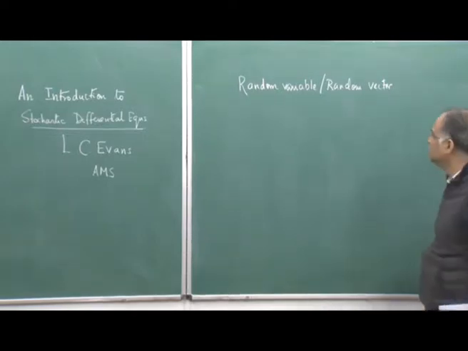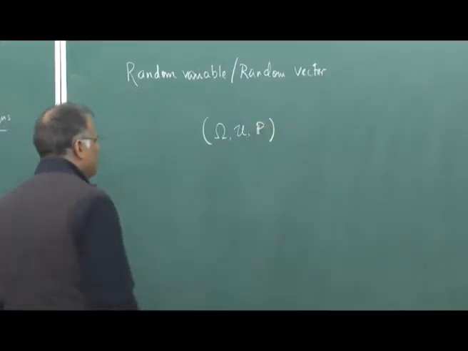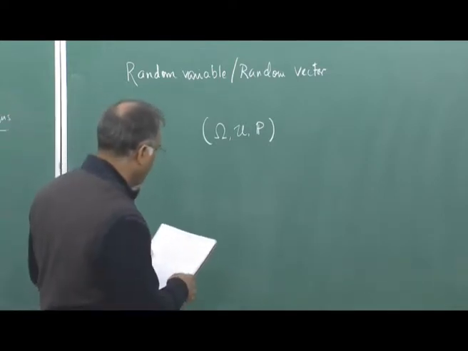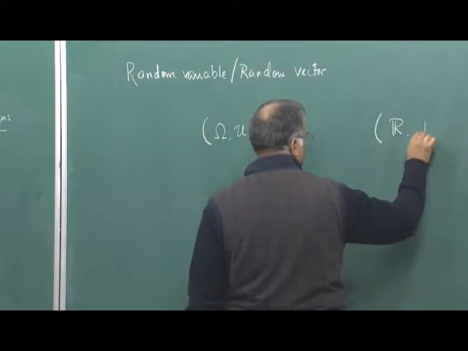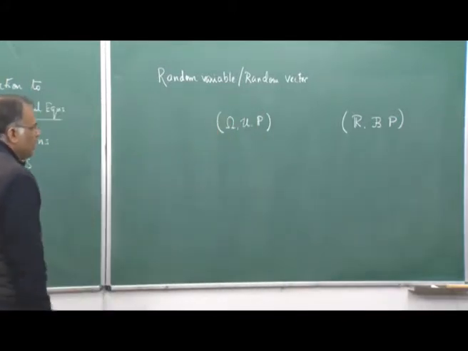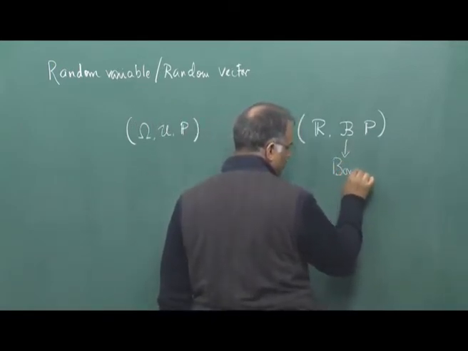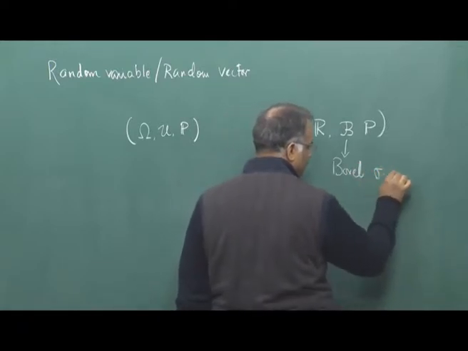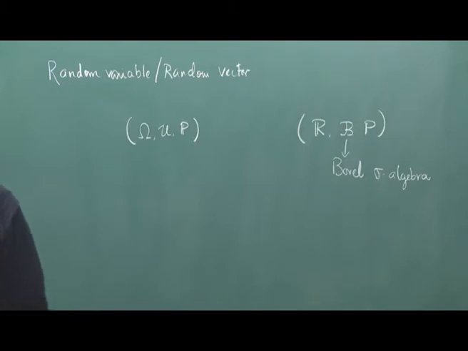So, let me consider a probability space and a probability measure P, and also consider the real line R and a sigma algebra B. On the real line R, the sigma algebra that we have associated with R is called the Borel sigma algebra, which is naturally related to its topology. This Borel sigma algebra consists of all open sets, hence all closed sets, all half open intervals, half closed intervals, open intervals, closed intervals, and so on and so forth.